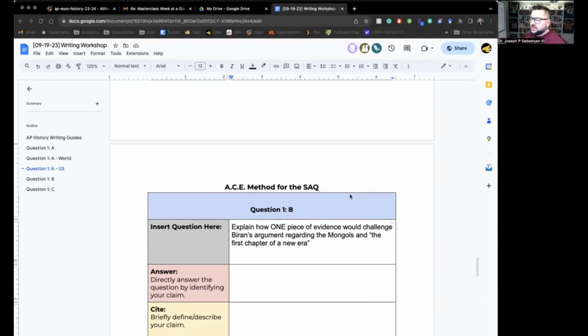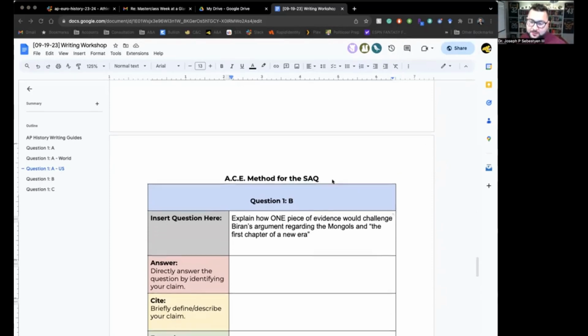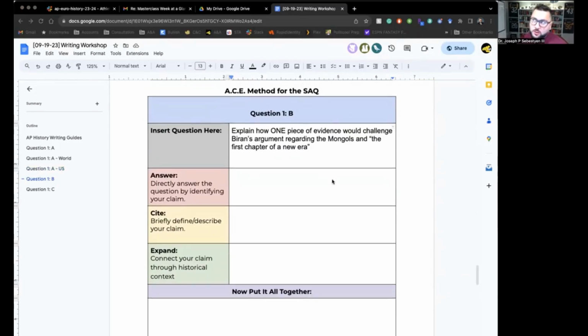Let's think through this together before we start. So the historian's saying that the Mongols were the catalyst of the new era. The Mongols in the 1400s were the bridge between old world and new world. Is there another example around the world of something else happening at this time that could be seen as starting a new era?